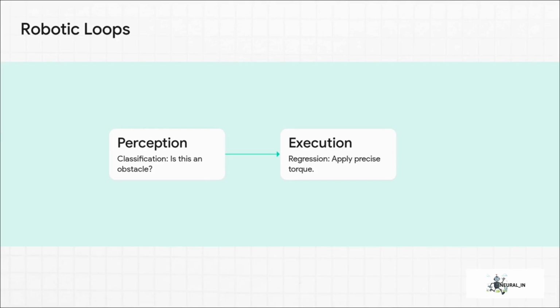Think about a continuous decision loop in a robot. The agent first uses classification as the perception model to identify its environment. It looks at a camera feed and asks, okay, is this an obstacle or an open path? Once it categorizes the environment, it hands the decision off to regression, the executor, to apply precise physical movement. The regression model calculates, to avoid this, apply exactly 4.5 newtons of torque to the steering motor. One model names the world and the other measures it.